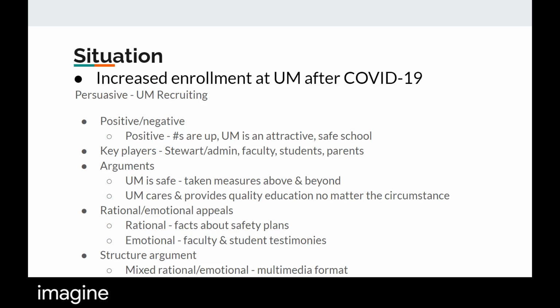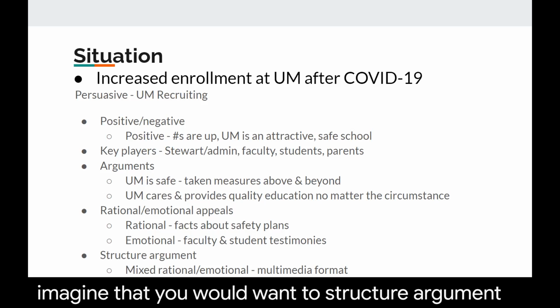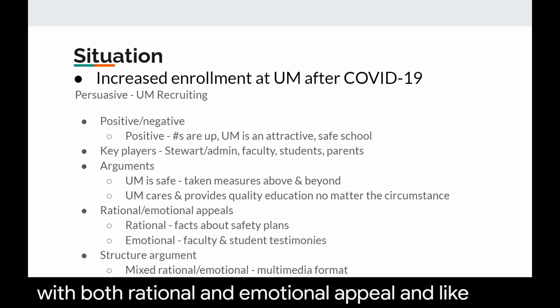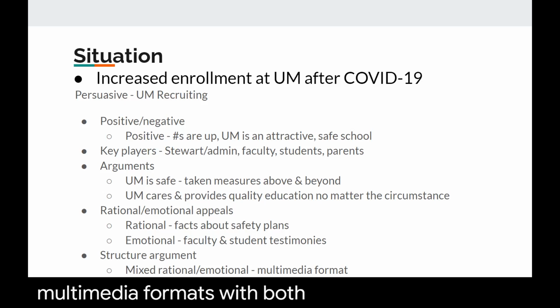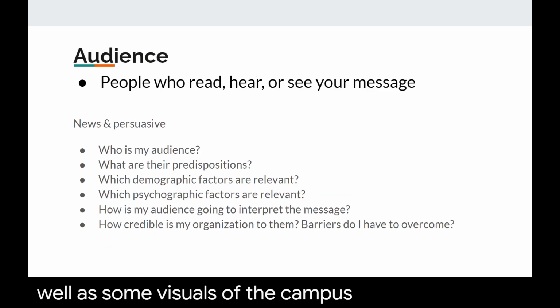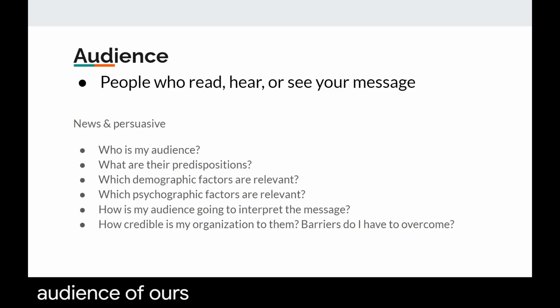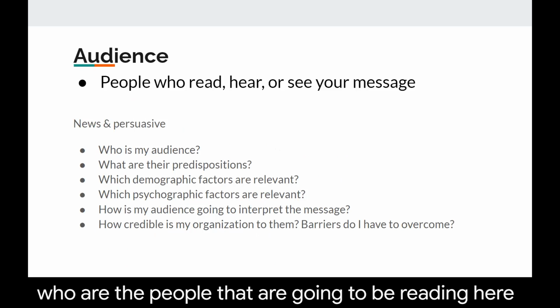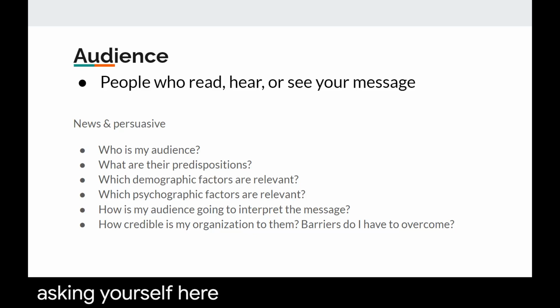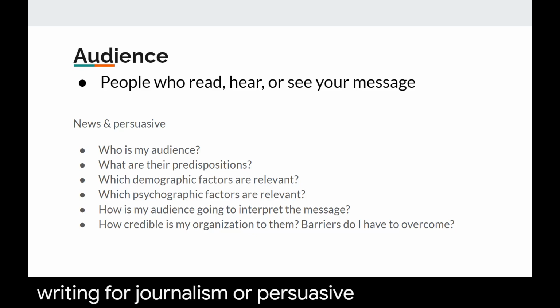And I would imagine that you would want to structure your argument with both rational and emotional appeal, and likely in multimedia formats with both facts and statistics, as well as some visuals of the campus. In terms of the audience of our SAM strategy, you are thinking about who are the people that are going to be reading, hearing, or seeing your message. The questions you're asking yourself here are the same, whether you're writing for journalism or persuasive writing.